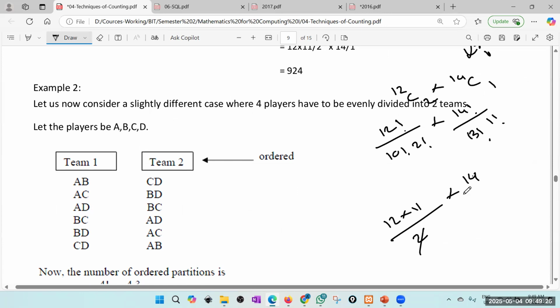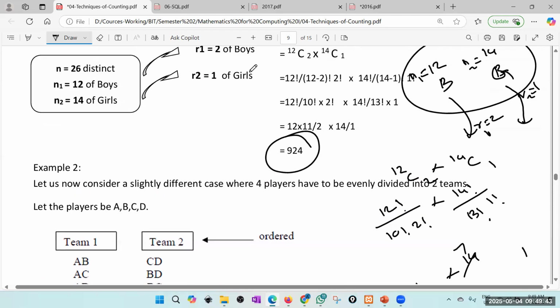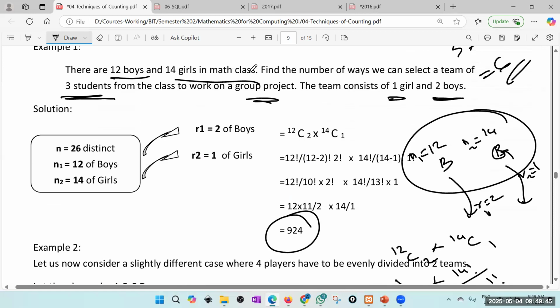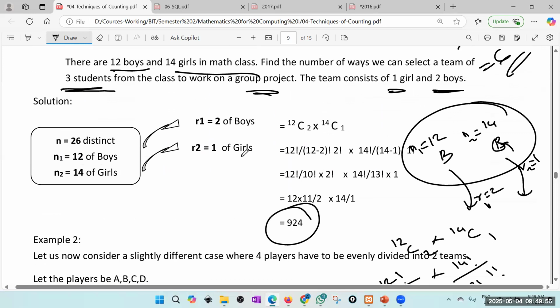So this is 7. So that is 7 into 2 is 14, 1, 84, multiplied by 11 means 924 ways. So we can select a team in 924 ways, which consists of 2 boys and 1 girl. Right? 2 boys and 1 girl. Is it clear?